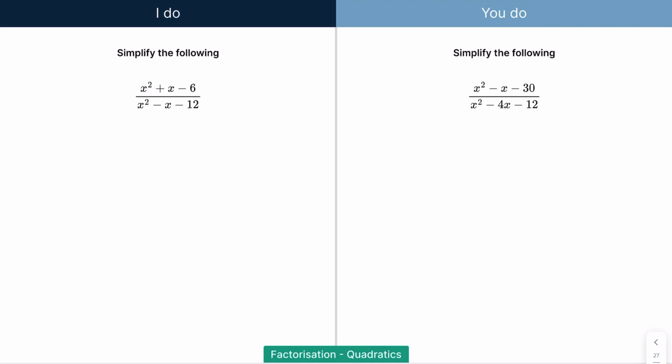So moving on, we're now looking at factorization with quadratics. So we are looking for at the top and the bottom. You can notice it's a quadratic because we've got an x squared term.